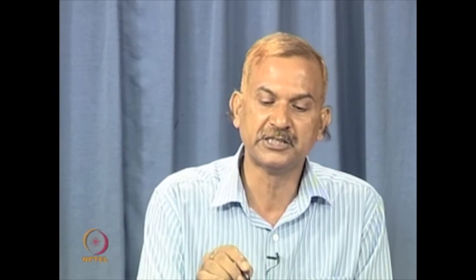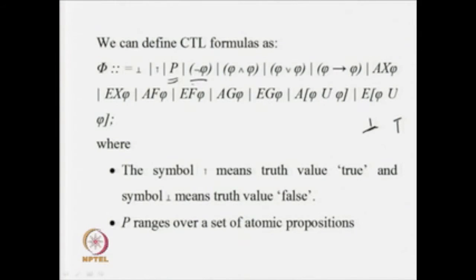So, if phi is a CTL formula, then not phi will also be a CTL formula, phi and phi will also be a CTL formula, phi or phi will also be a CTL formula, phi implies phi will also be a CTL formula. So, all propositional connectives will be used to define CTL formulas from CTL formulas. Apart from that, we are having temporal operators. With these temporal operators we are also going to form some CTL formulas.